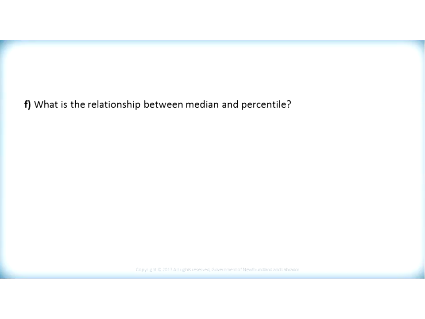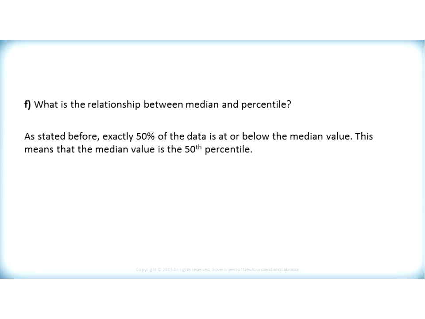So once again, what is the relationship between median and percentile? Well, like I've stated before, and I'll tell you again, exactly 50% of our data is at or below that median value. That means that the median value is the 50th percentile. The 50th percentile is where 50% of the data is at or below that value. So the median, we know that half or 50% of the data is at or below the median value. That means it must be the 50th percentile.